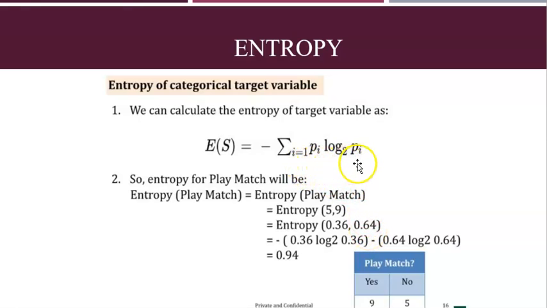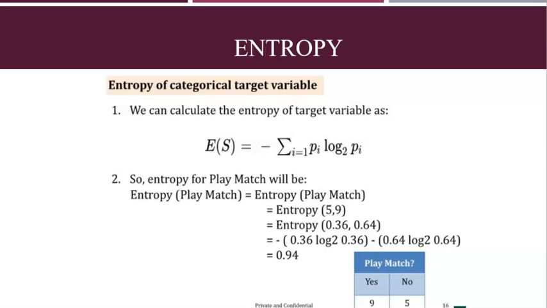Then let us substitute in the formula. You can see minus 0.36 log to the base 2 of 0.36. Likewise, let us calculate for 0.64 also. Once you do the calculation, you end up with 0.94. So what we have done is calculated the entropy for the target variable, which is the play column.